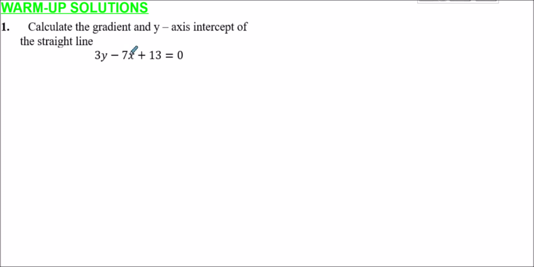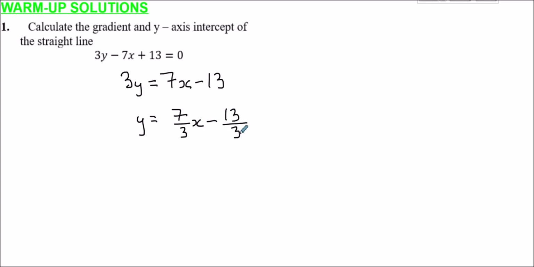So the best way of doing that is to rearrange into the form y equals mx plus c. So if we just leave the 3y as it is and add the 7x and subtract minus 13, we rearrange it into this form. 3y equals 7x minus 13. If we then divide through both sides by 3, we get that y equals 7/3 x, or 7x over 3, minus 13 over 3. So the coefficient of the x, when it's written in the y equals mx plus c form, tells us the gradient. In other words, the gradient is 7/3.